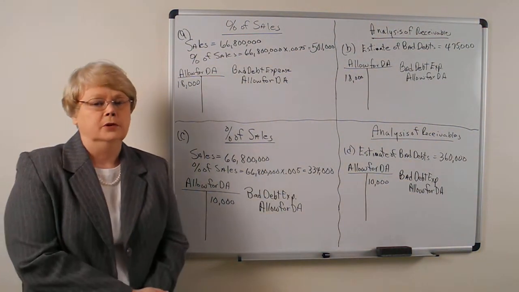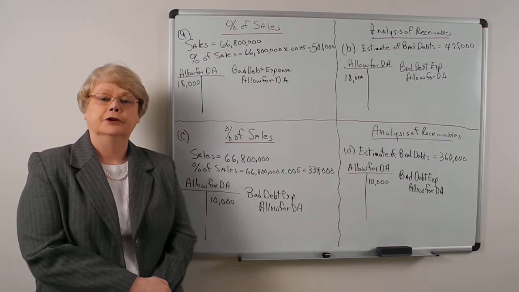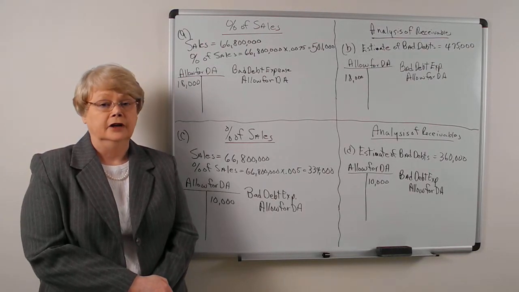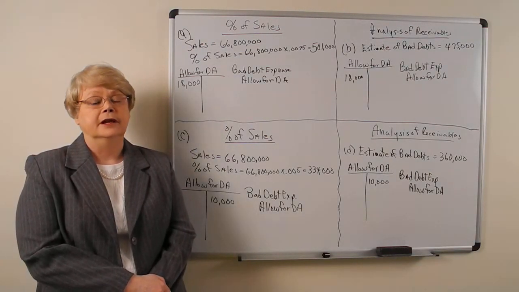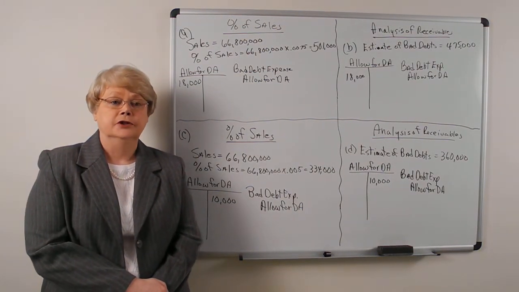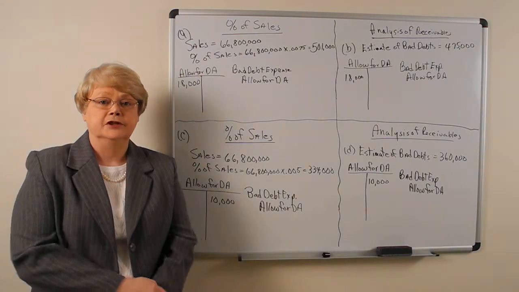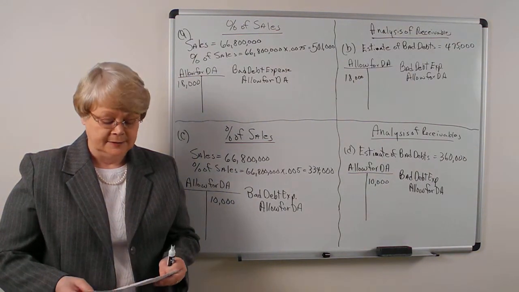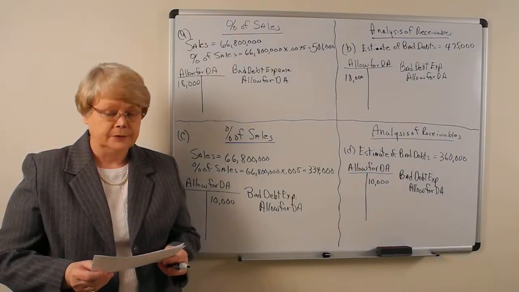Okay, students, what I'm going to do today is talk about 4 different scenarios that we might have in using the allowance method of writing off bad debts. Okay? In order to do that, I'm going to use some information in an exercise from the textbook, so let me give you the information first.